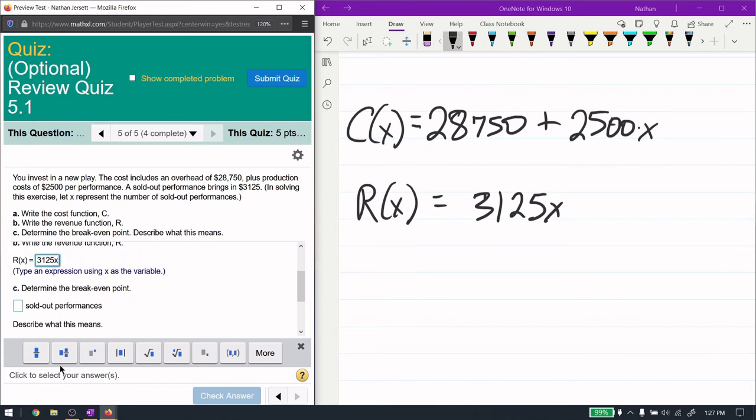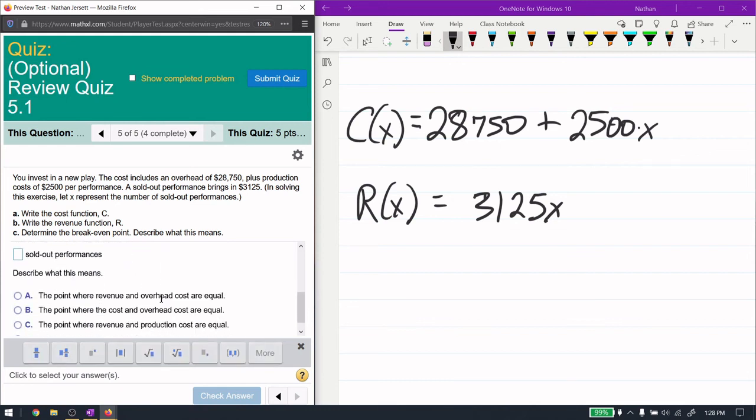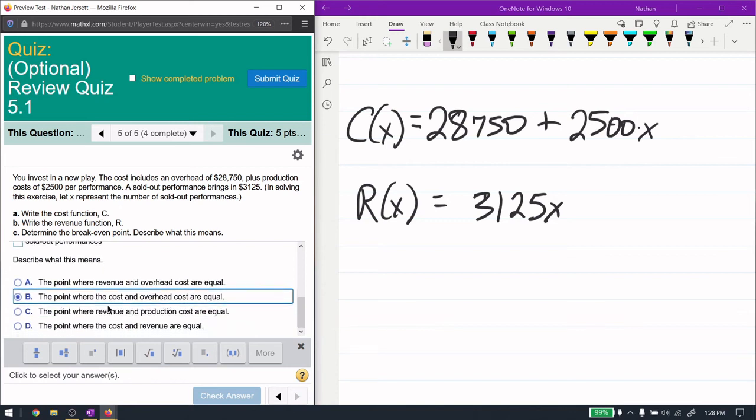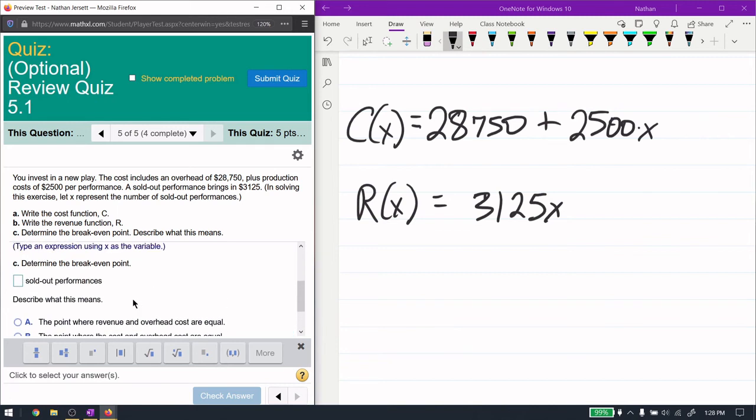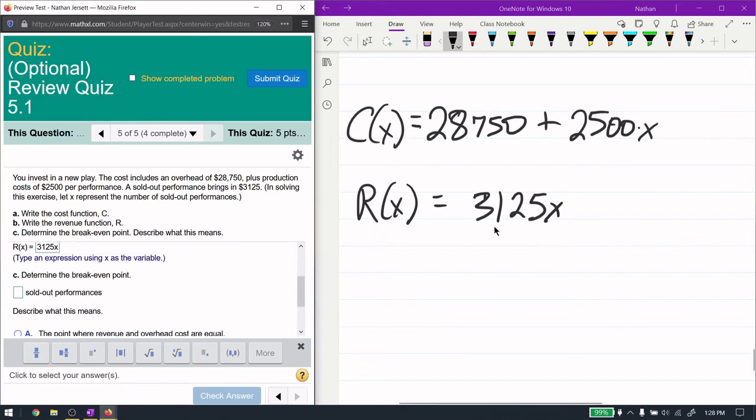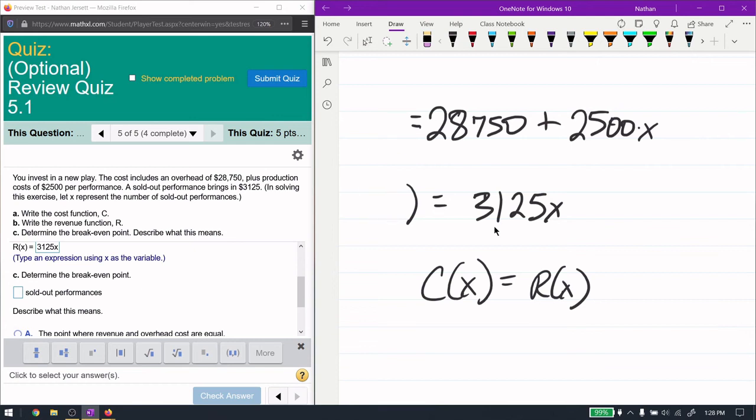All right, these questions are kind of dumb because they're kind of flipped. The break-even point is when the costs and the revenue are the same. It's not just overhead costs, it's total cost. The point where the cost and revenue are equal, that's what the break-even point means. To find that, all we have to do is set C of X equal to R of X. We can think of C of X and R of X as just a Y variable. And we have a system of two equations.